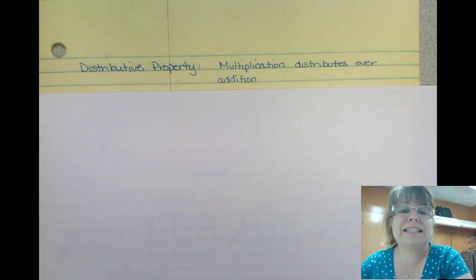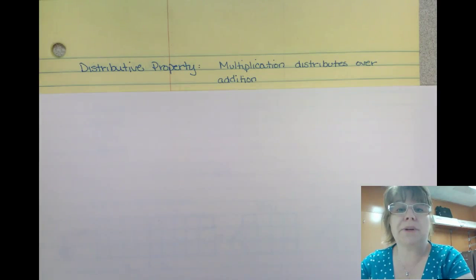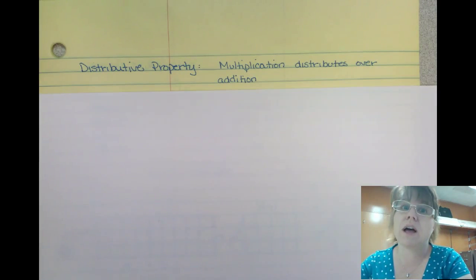Alrighty, let's start digging in deep into multiplication. We have a distributive property that we're going to be working with a lot. So what does that mean? It means that multiplication can be distributed over addition. Sounded like I just repeated myself.